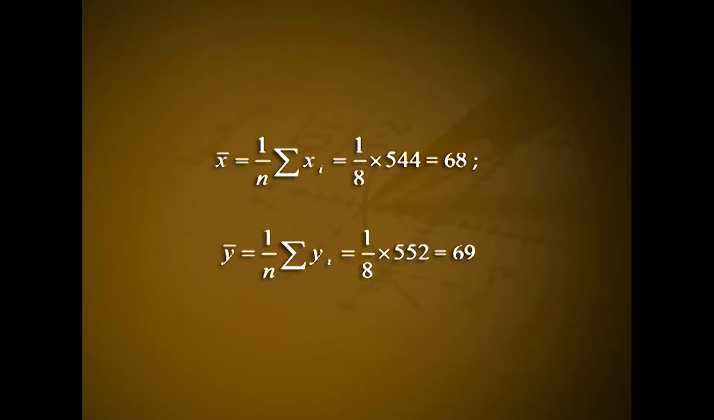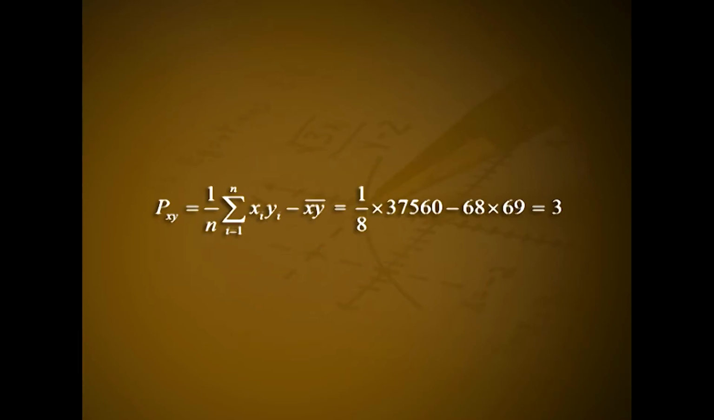In a previous module, while calculating the coefficient of correlation for the same data, we calculated x bar equal to 1 by n into sigma xi, that is 1 by 8 into 544, that is 68. y bar equal to 1 by n summation yi, that is 1 by 8 into 552, that is 69. Pxy equal to 1 by n sigma xi yi minus x bar y bar, that is 1 by 8 into 37,560 minus 68 into 69, that is equal to 3.